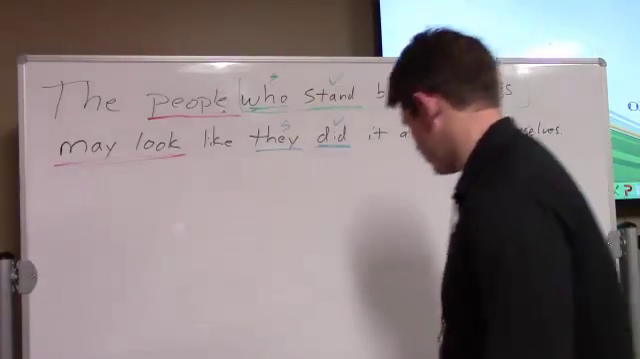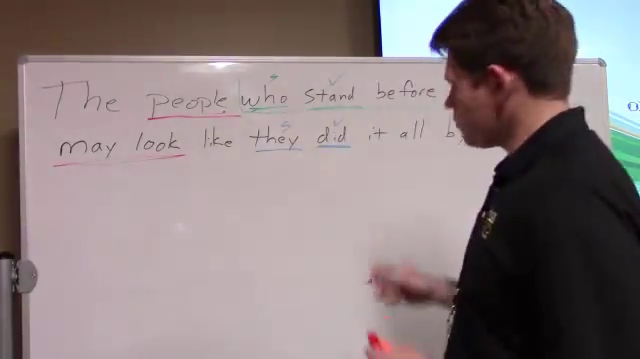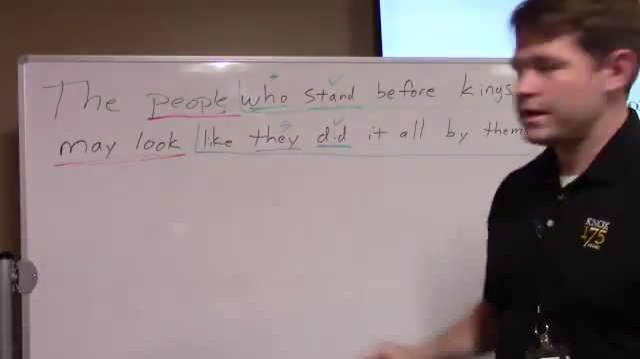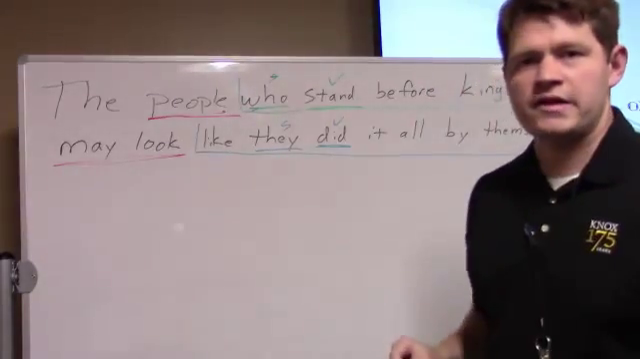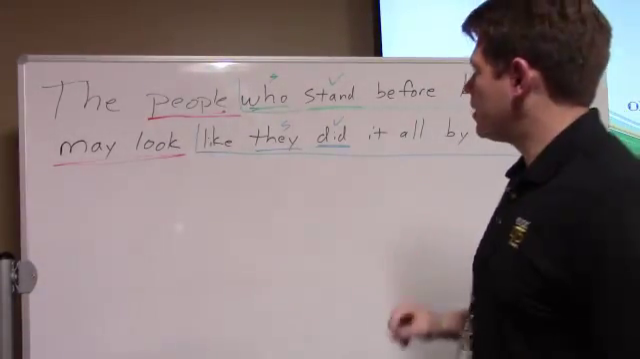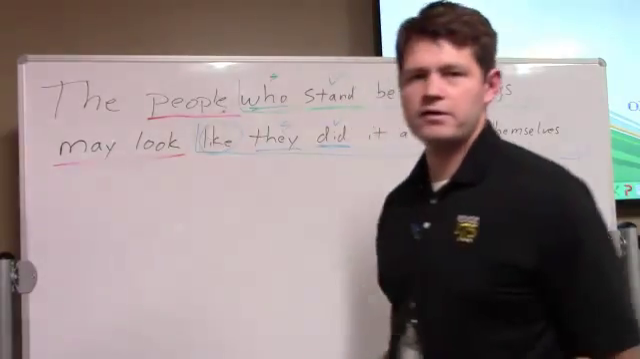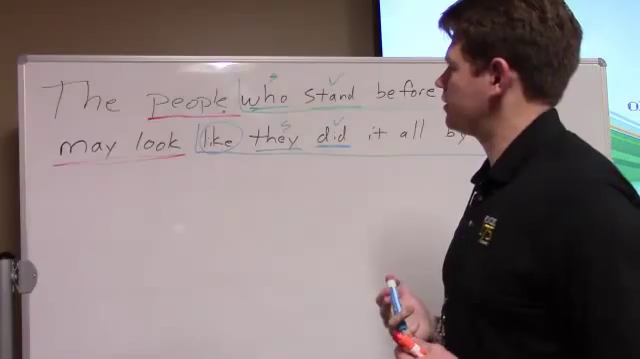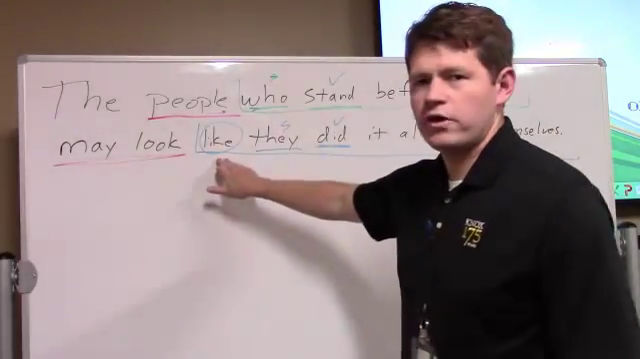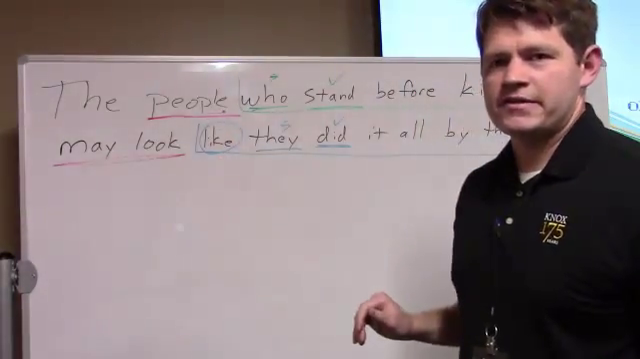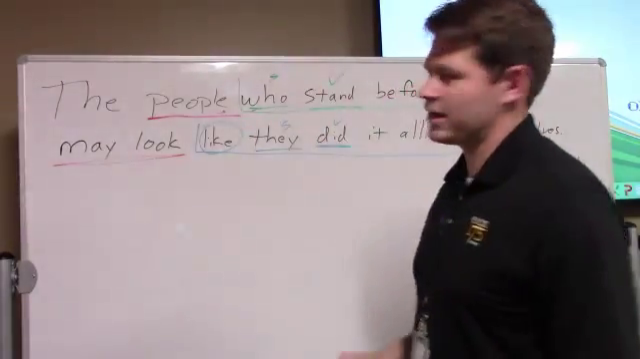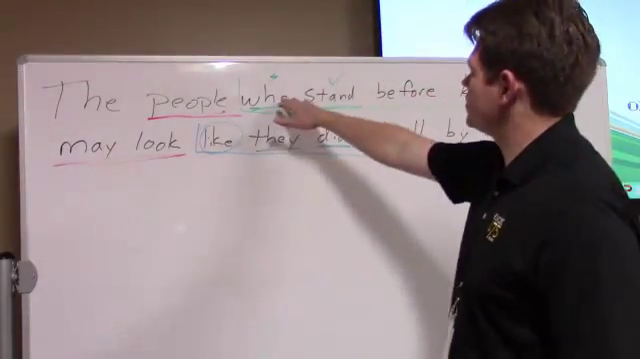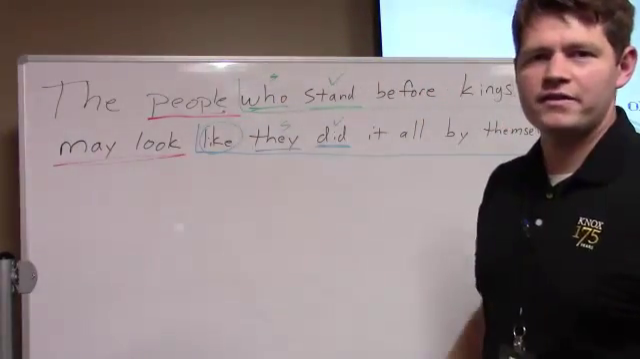Same thing if we go down to our blue set. The blue set actually starts here, like they did it all by themselves. Now, they did it all by themselves makes sense. That's an independent clause. But we have this dependent marker word, or a subordinate conjunction. You don't really need to know these words, but I'm just telling you what they are. With this word in front, that means it no longer can stand by itself. Okay, so it's a part of the sentence, but the actual independent clause here is the people may look. And then we've got these other sets of subjects and verbs embedded in the sentence.